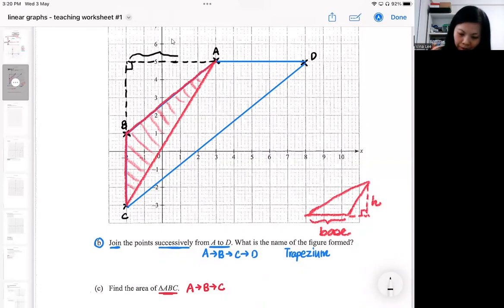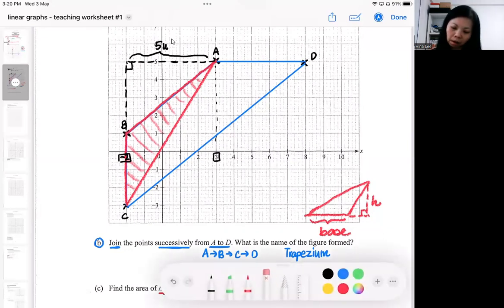You got to look at the numbers. So you look at these numbers. This number is a 3. Then this number is a -2. So from 3 to -2, how many units are there? There are 5 units from 3 to -2.